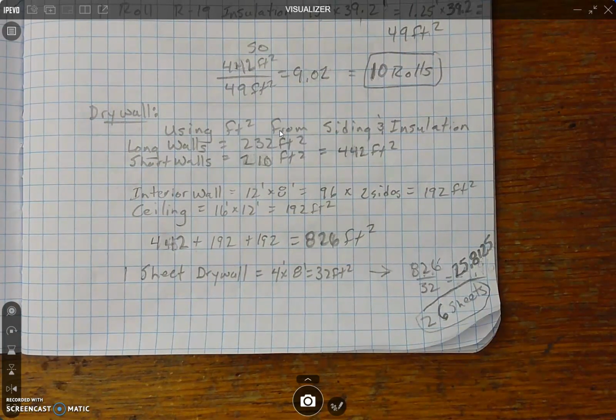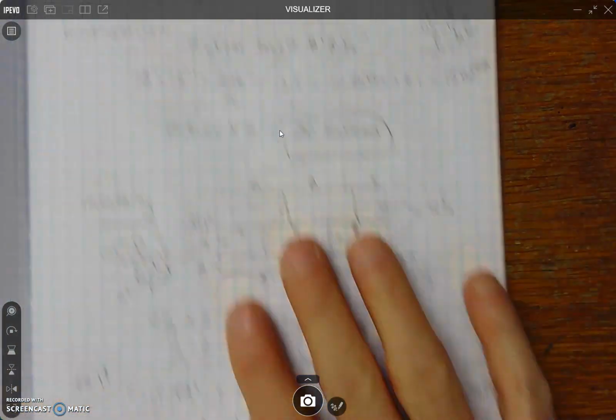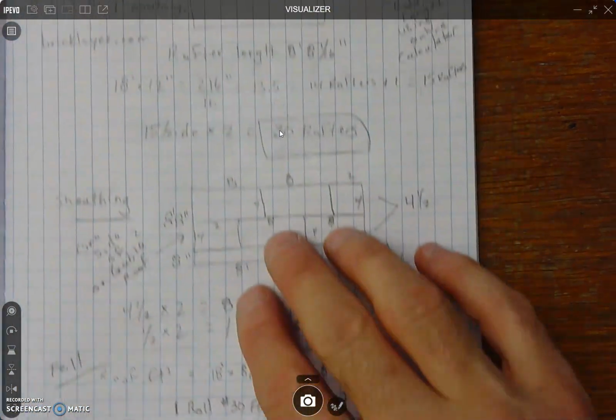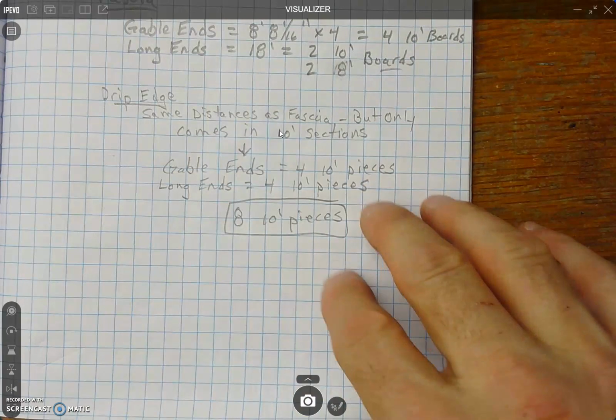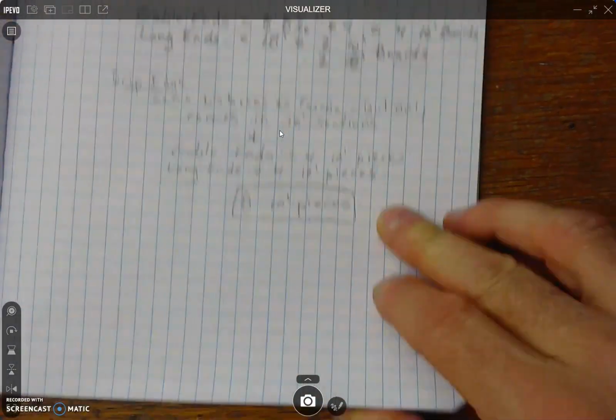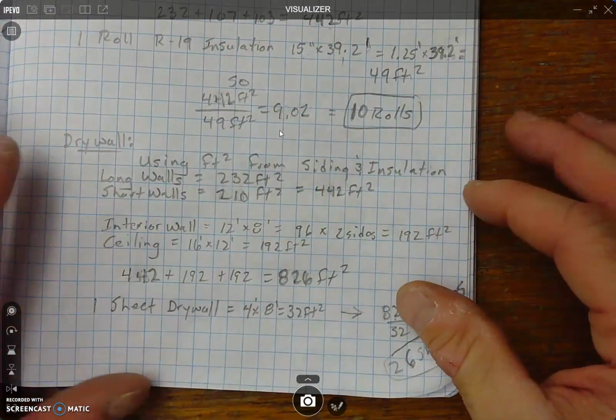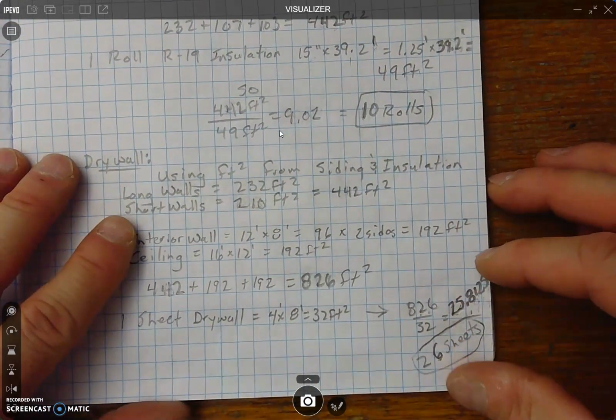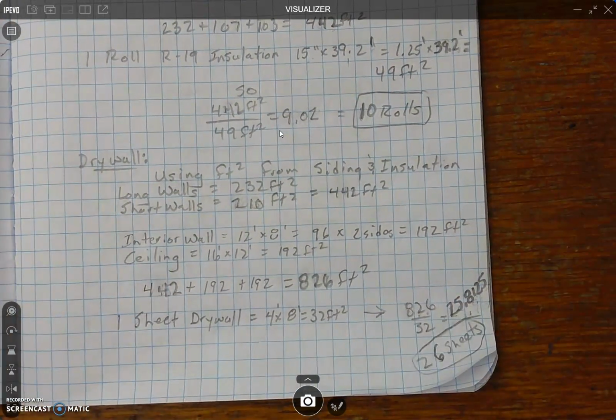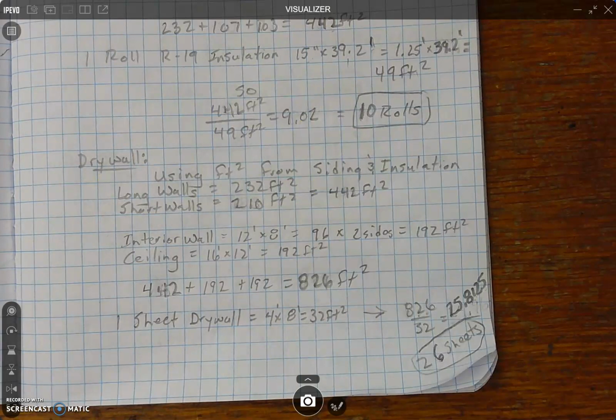Okay, on to the next video. What we have next time will be roof. So we got some different things. We should be able to knock out the roof all in one short video, and then that will be the end of materials figuring, and we'll type all of those final numbers into our spreadsheet. All right, next time.